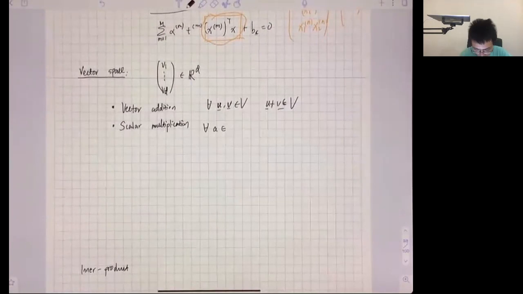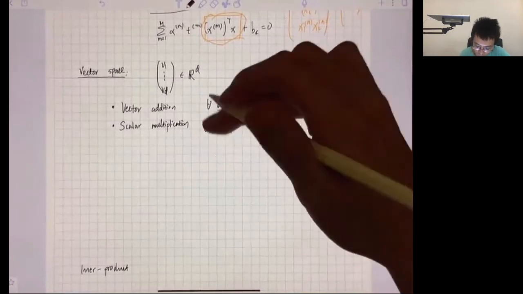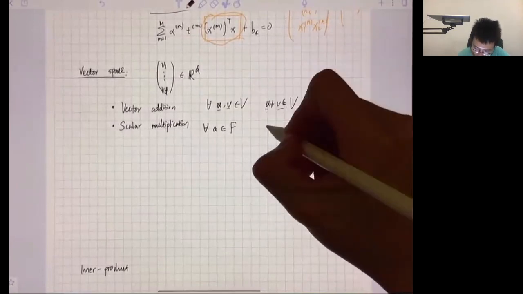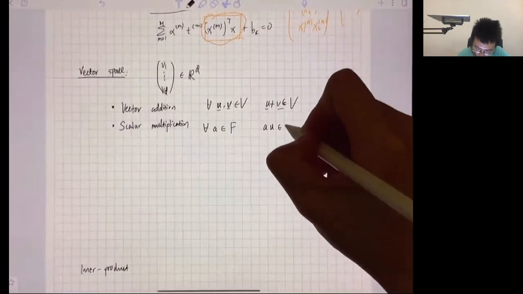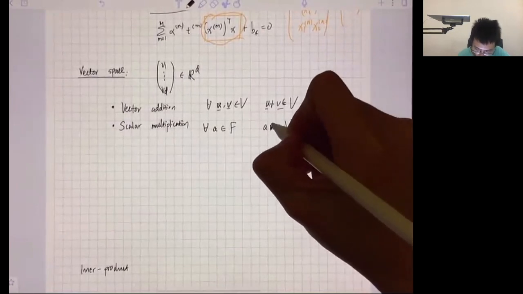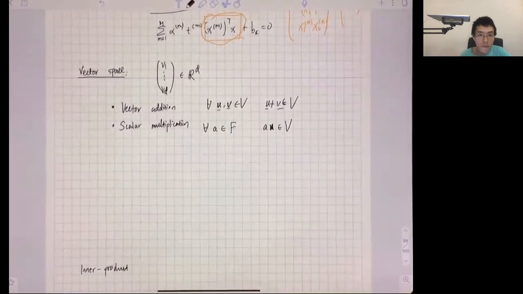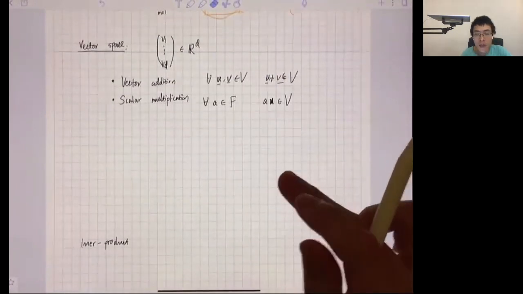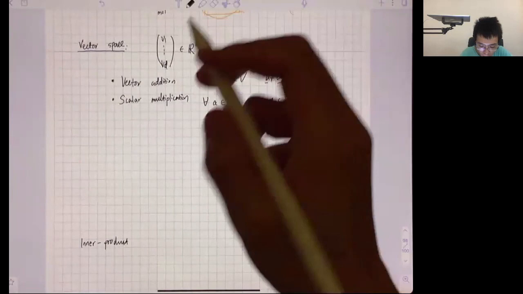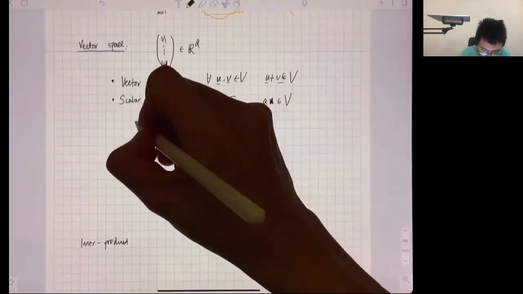Scalar multiplication says for any number a in my number system. So a vector space depends on the field, okay? So you still need a field. A field is a number system. You can think of it as a real field or a complex field or a rational field. You have plus, minus, multiplication, division, except by zero, then it's a field. A times u is also in the vector space. Here u is a vector, a is a scalar. And you also have to satisfy some properties for these operations, okay? I don't know if I can memorize all the properties well, but let's try.